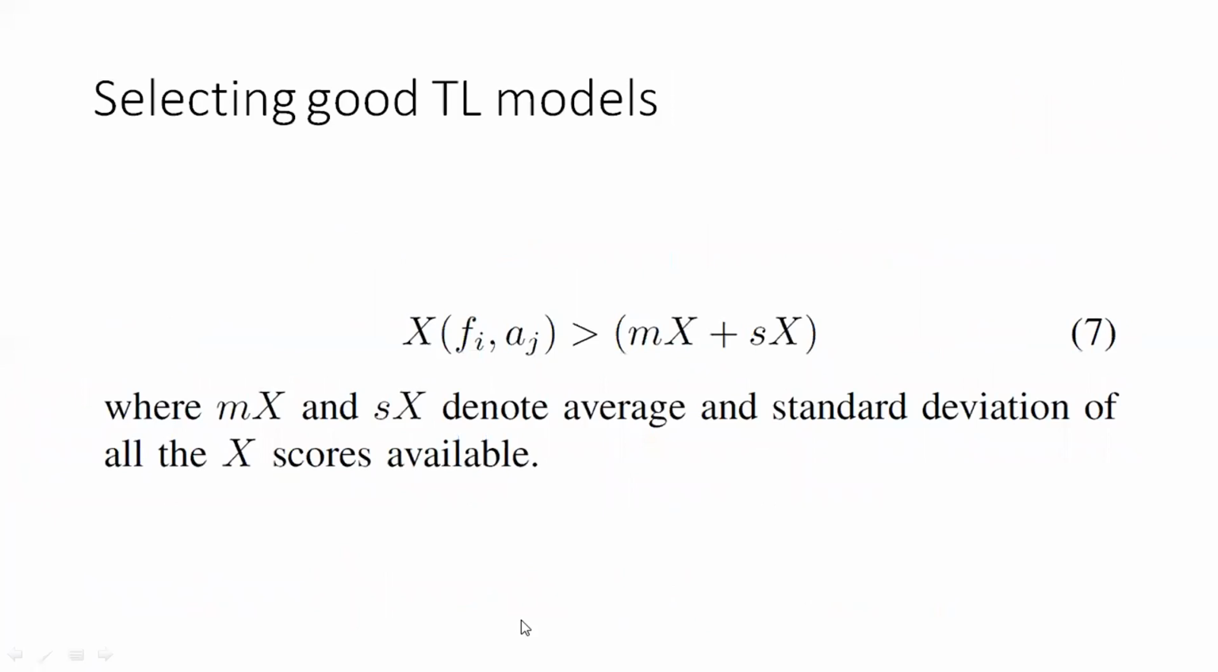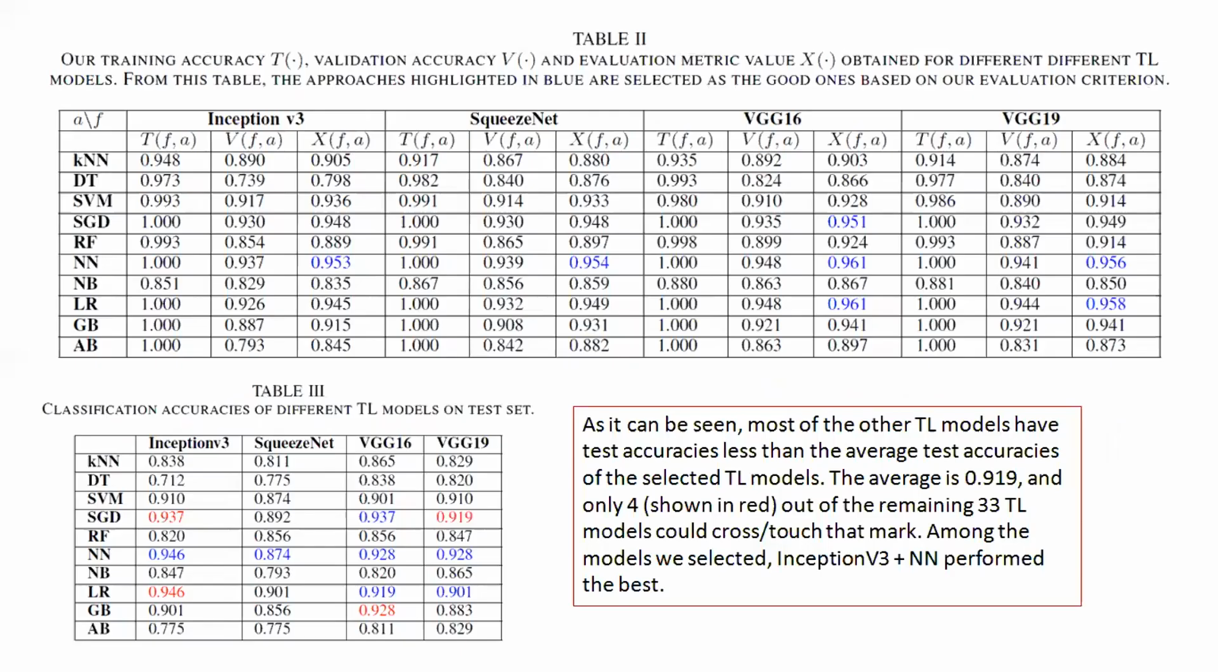Now, we select those models with x greater than a certain threshold, and this threshold is determined by the average and standard deviation of all the x values we got for all the models we considered. And these are the results which we get for all the models we tried out. Their training and validation accuracy is given, and their x value is given.